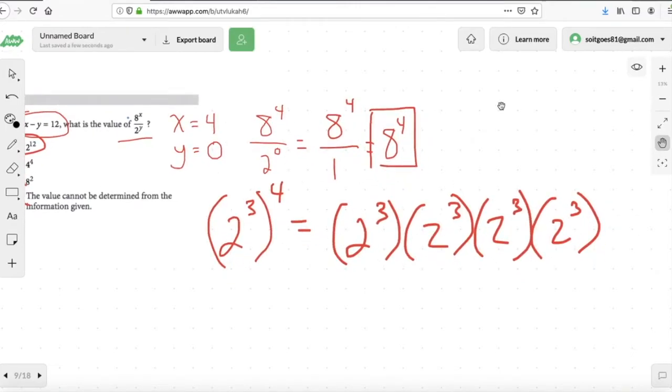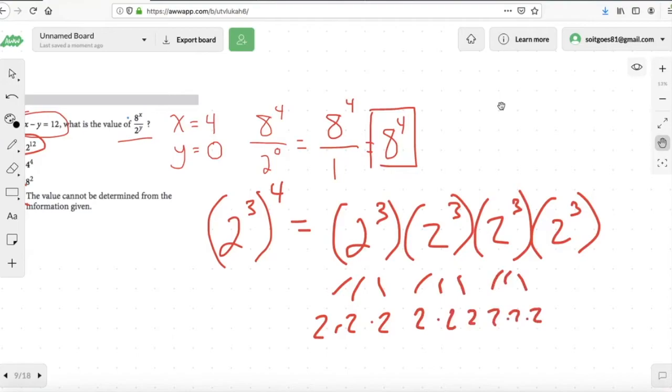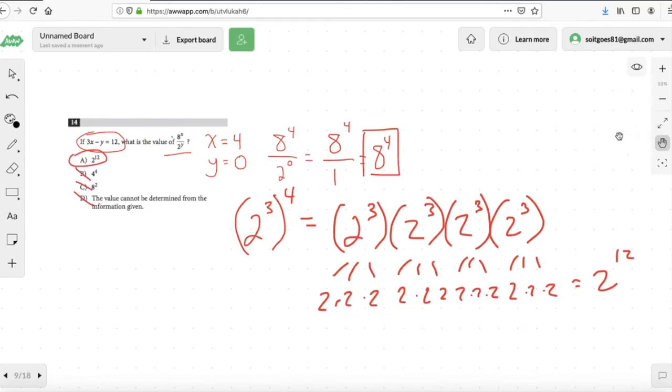And what does 2 to the power of 3 mean, Ariane? 2 times 2 times 2. So that's 2 times 2 times 2, times 2 times 2 times 2, I'm going to do this, times 2 times 2 times 2. Woo! My handwriting's getting progressively worse. Times 2 times 2 times 2. How many 2's do we have here? 12. 12 2's. So that's 2 to the power of 12, which is answer choice A. Does that make sense? Yes.